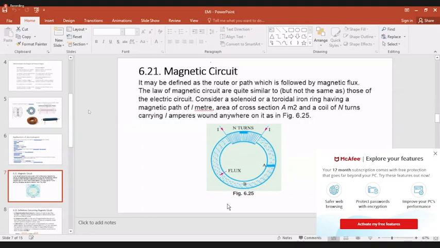The laws of the magnetic circuit are quite similar to those of the electric circuit. Consider a solenoid or toroid iron ring having a magnetic path of L meters, that is the length of the magnetic flux path. The area of cross section of this ring is A square meters, and the coil has N turns, carrying current I amperes, as shown in this diagram.